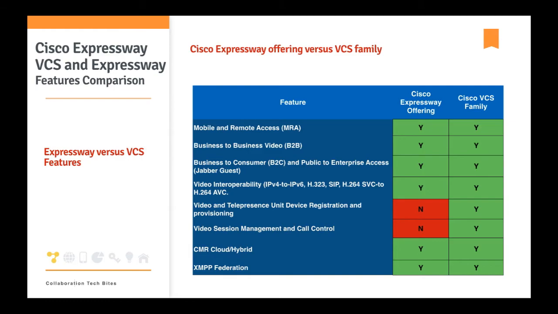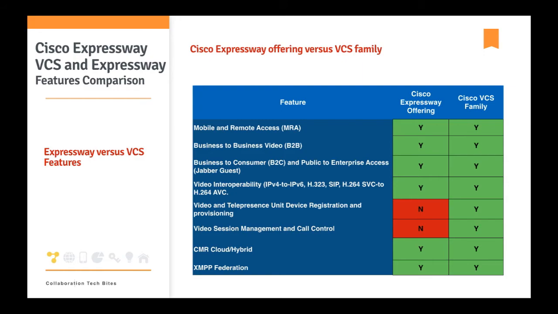So let's look at the feature difference, whether we're talking about the Expressway offering or the Cisco VCS offering itself. The Expressway offering and VCS support mobile remote access, which is VPN-less registration of clients, including Jabber and TC clients, and business-to-business video integration, talking here about integration with a third party through video communications, let's say SIP to SIP or SIP trunking, or H323 to SIP. Both support business to consumer, in other words, Jabber Guest.